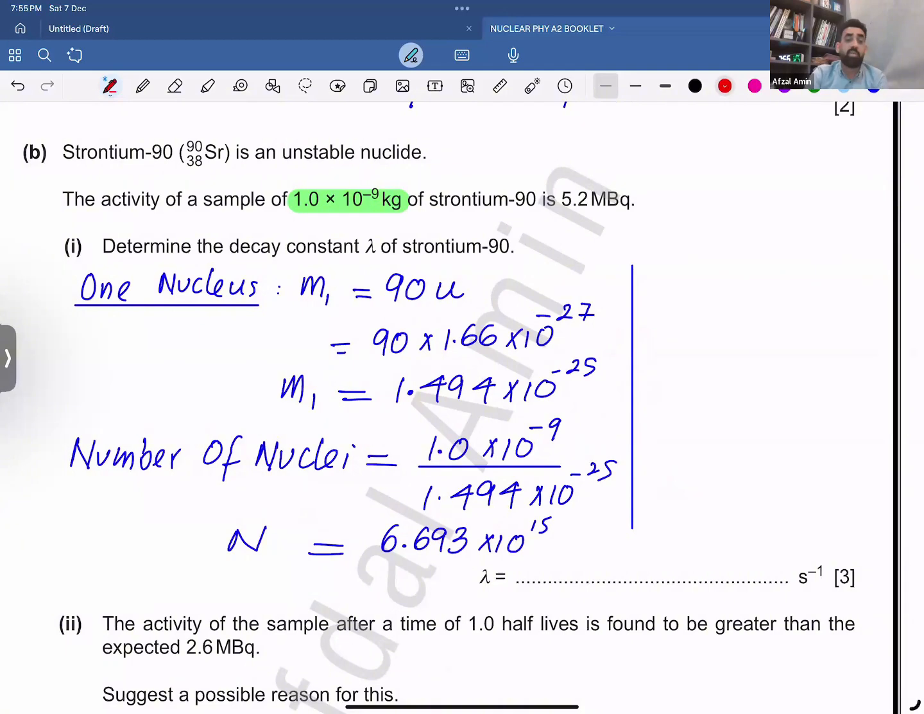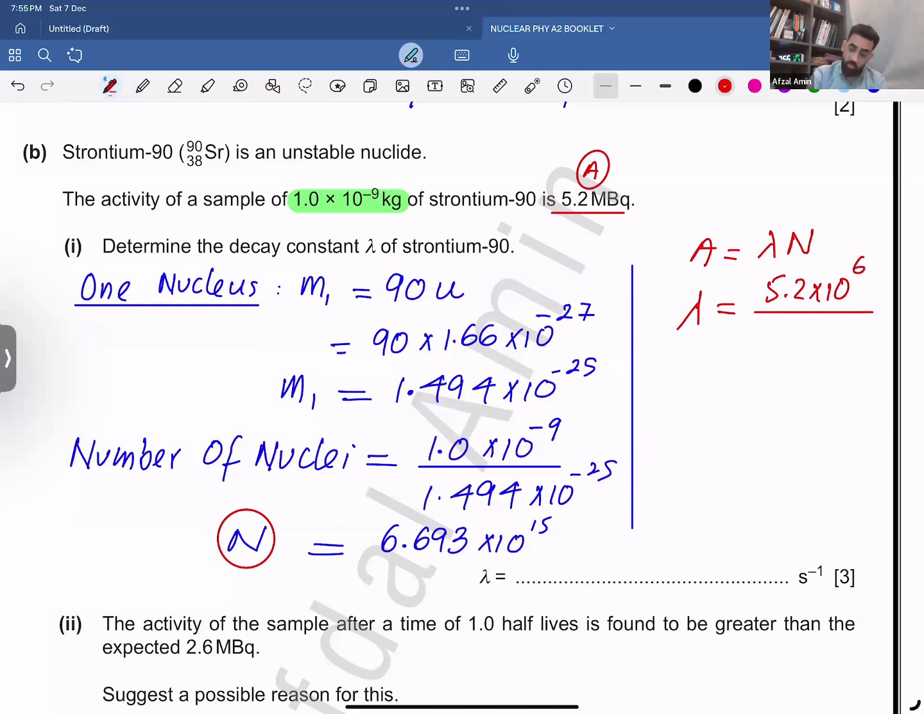So what is the activity formula you learned? A is equal to lambda n. Okay, do we have activity? Yes. Do you have n? Yes, we do. You have n, you have activity. Can we find lambda now? So lambda will be activity 5.2 mega, mega means 10 power 6, over 6.693 into 10 power 15.